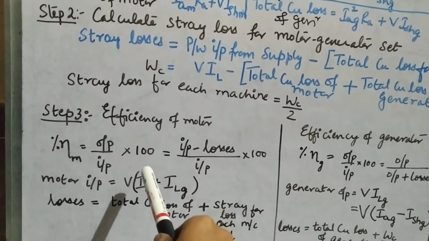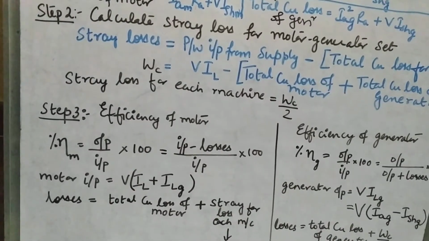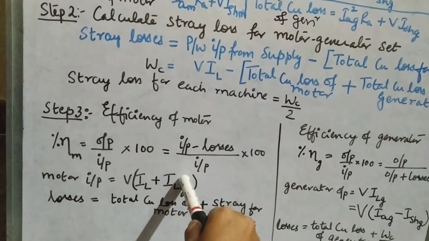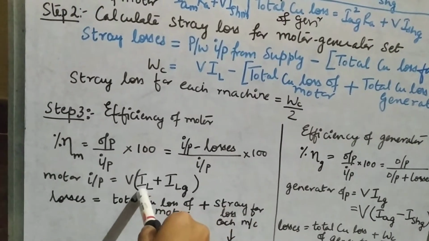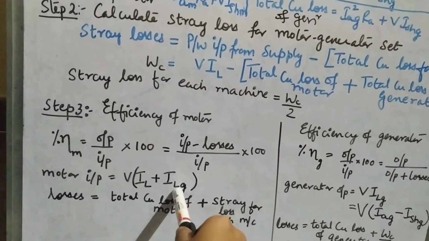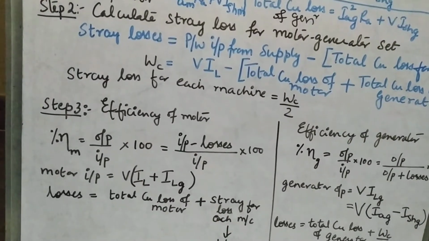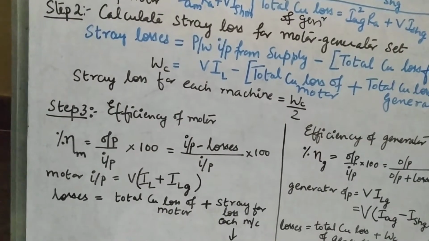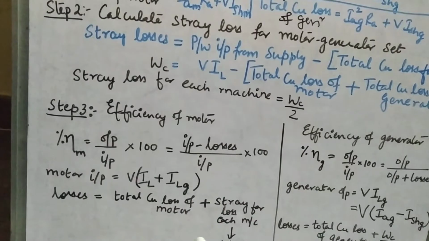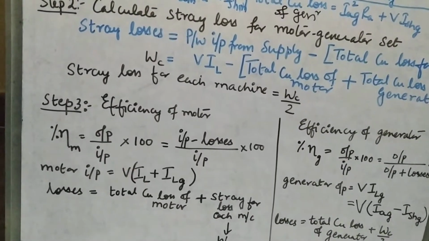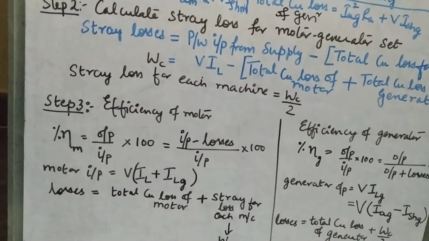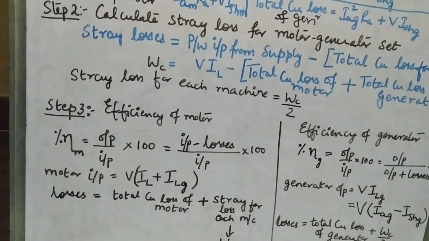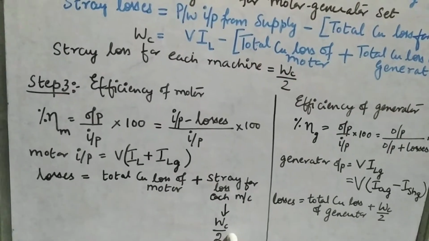The motor input, you can take as the electrical input from the supply as well as from the generator, so I have to take into consideration the sum of both. It is the sum of these two currents. Then the losses will be the sum of the variable loss plus the constant loss. What is the constant loss? The stray loss, which we calculated per machine, that value we have to take, that is WC by 2.